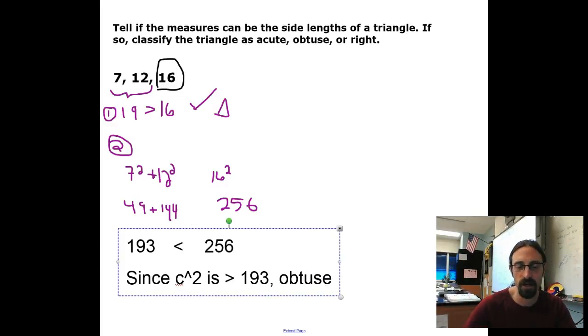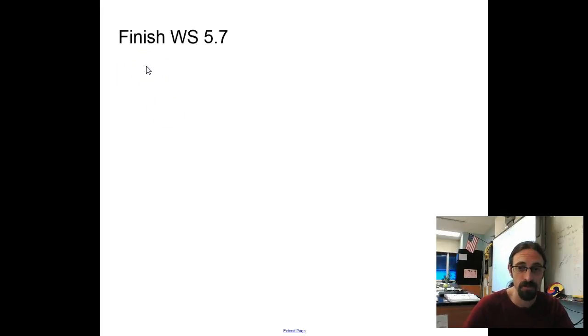And that's what you're going to do here on the worksheet. I've given you worksheets. By now, I think you should be able to finish that worksheet.